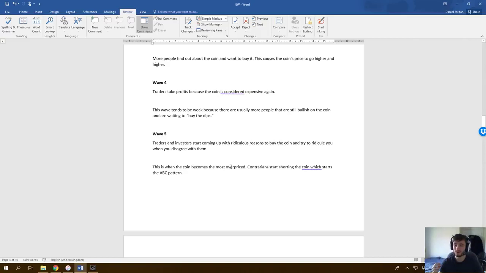Okay, so at the top of wave 5, when you start getting all these shillers really pushing this coin in your face, this is when the coin is overpriced. Okay, so contrarians start shorting the coin, which starts the ABC pattern.